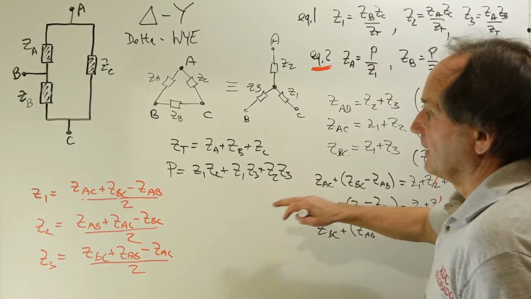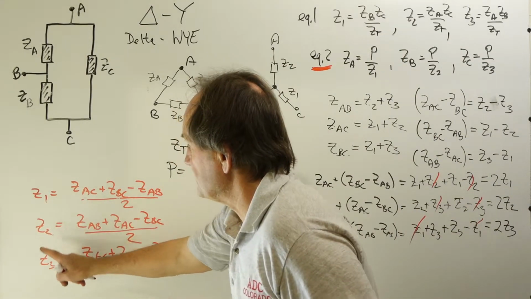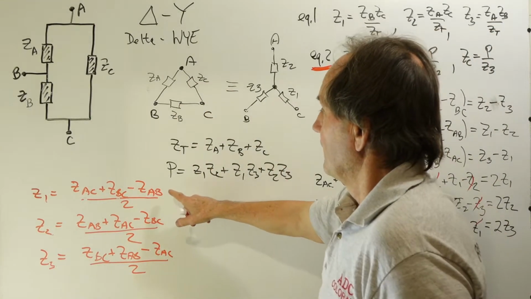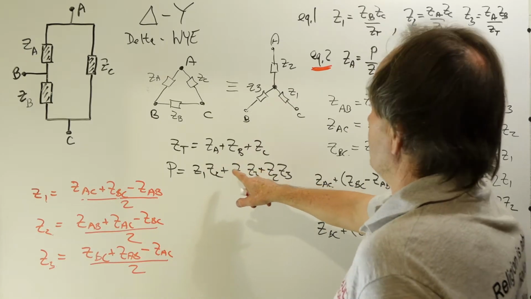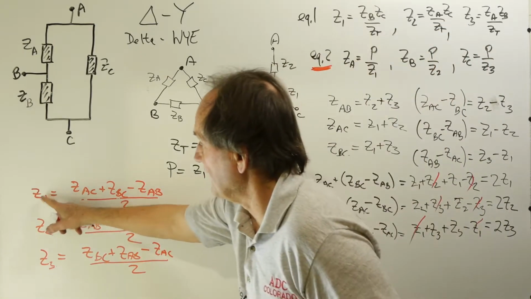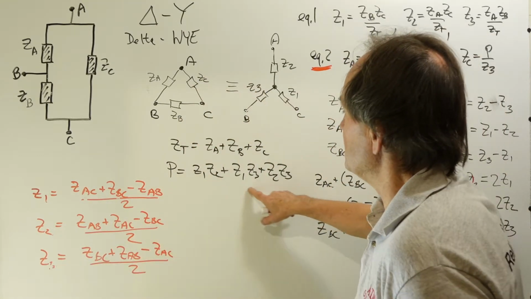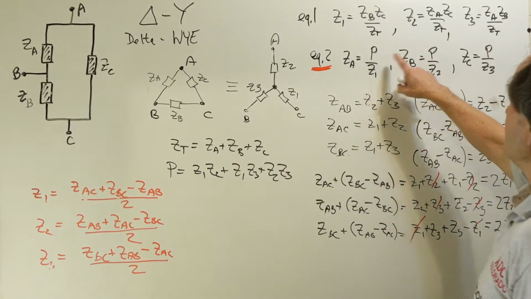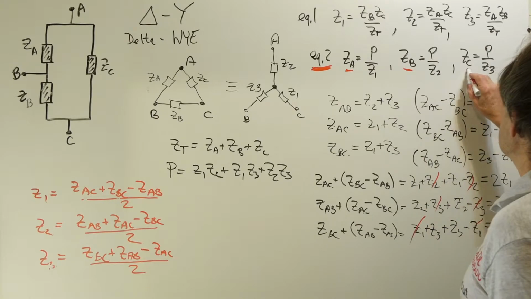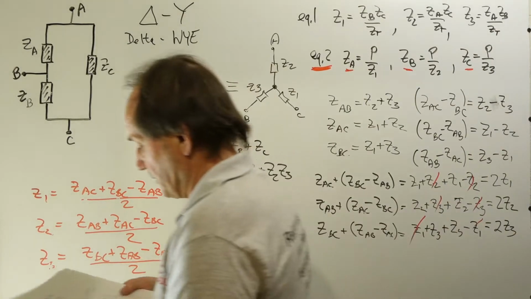We compute Z1, Z2, Z3 from the measurements. Once we have Z1, Z2, Z3, we can compute P using these values. And once we have P, we can compute ZA, ZB, and ZC by those relationships there.